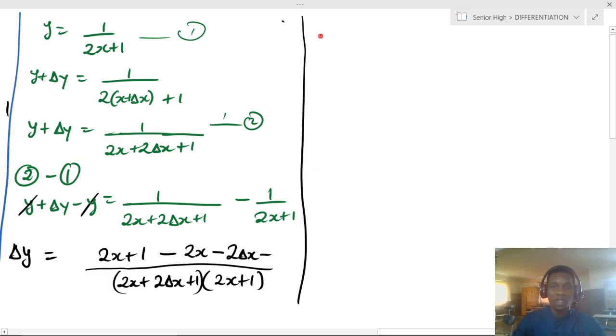Okay, so here we have what? Delta y is equal to, now we can see that some values can cancel out here, right? This can cancel out this. So what do we have? And then let's also open this one as well. So we have this as what? 1 minus 2 delta x.